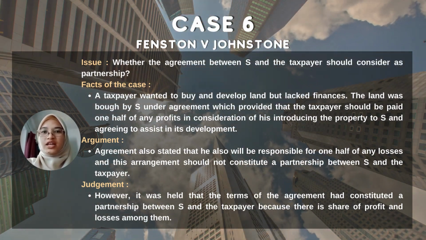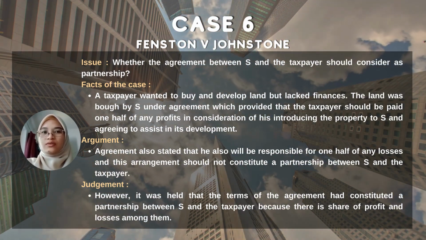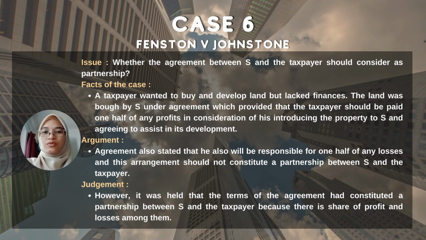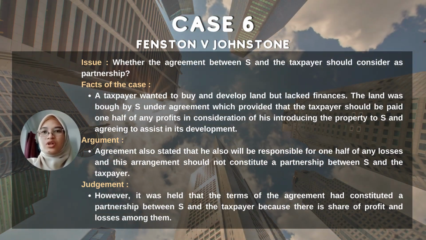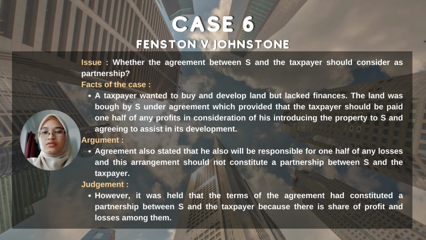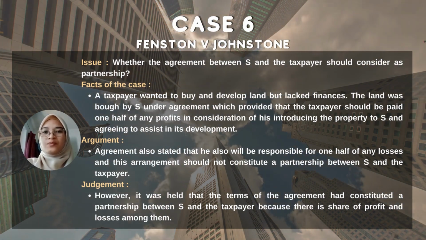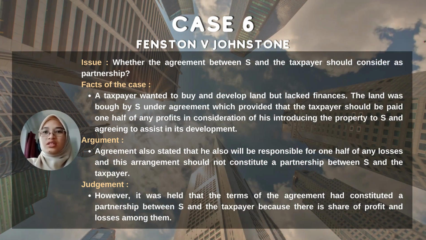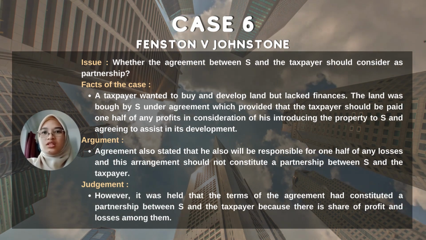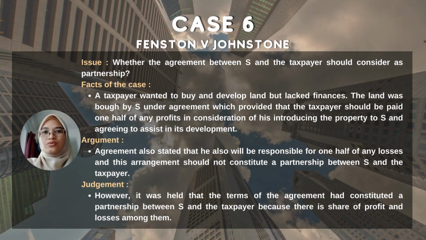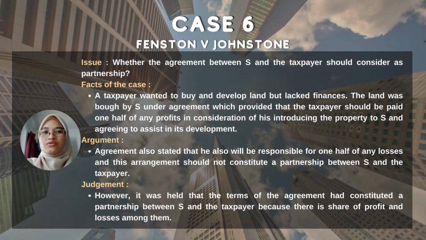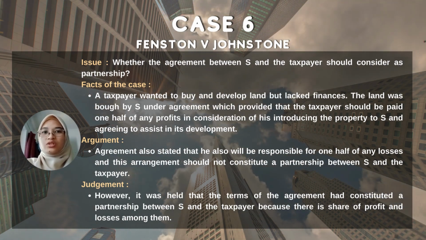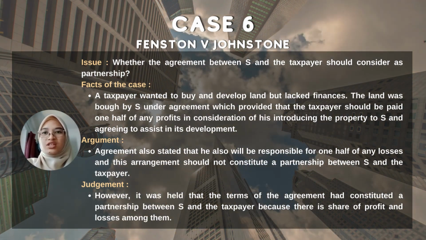The taxpayer wanted to buy and develop the land, but he lacked the finance, so the land was bought by S in an agreement which provided that the taxpayer should be paid one half of the profits as consideration for introducing the property to S and agreeing to assist in its development. The agreement also stated that he would be responsible for one half of any losses of this arrangement, and that this arrangement should not constitute a partnership between S and the taxpayer.